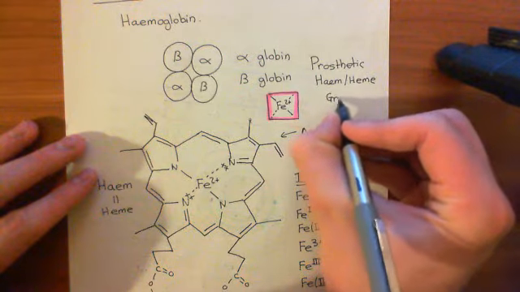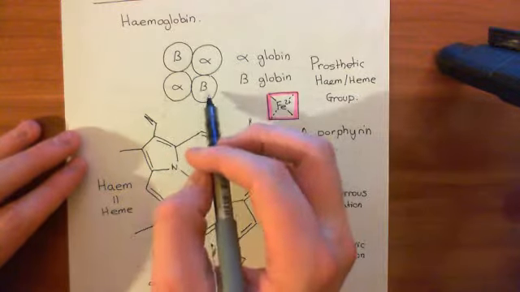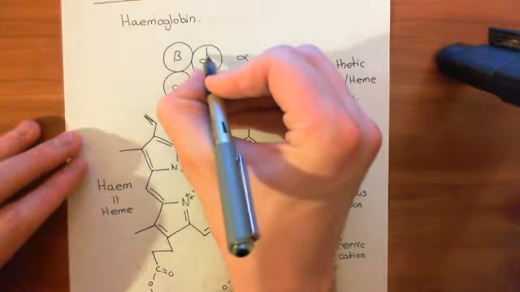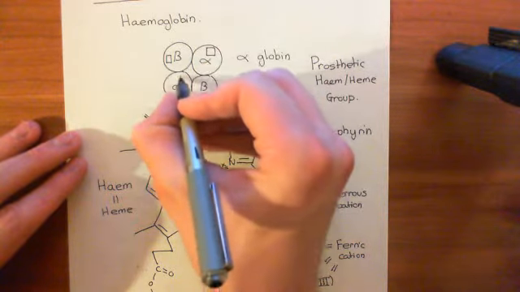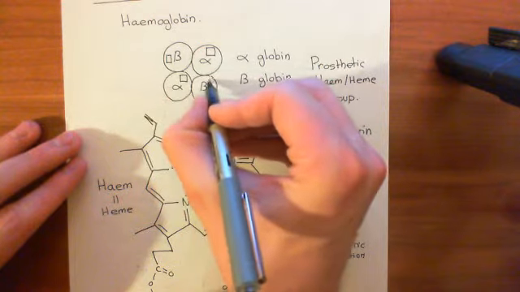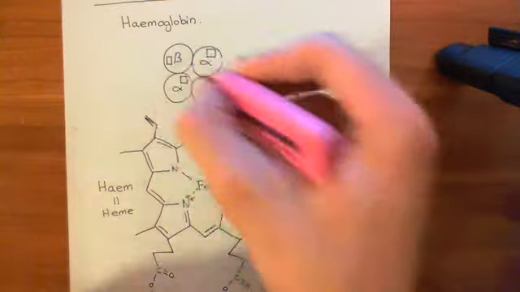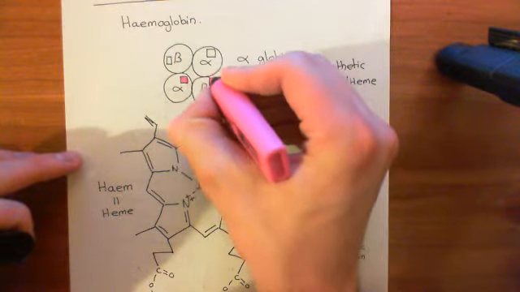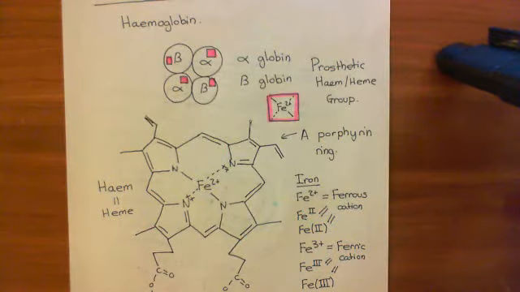So each of these globin proteins of the hemoglobin protein has a prosthetic heme group stuck onto it. Let me draw these little pink squares to represent the prosthetic heme groups that are all stuck on these proteins. The point is clear that they all have a prosthetic heme group stuck on them.